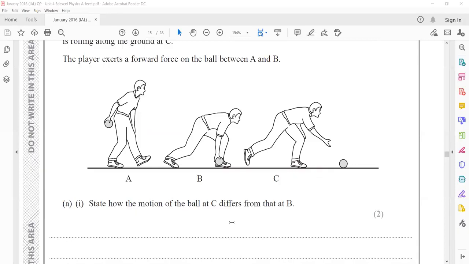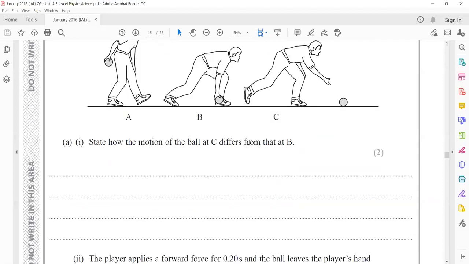So 2 marks. One is at B, the ball is accelerating and its speed will increase. And the second mark is at C, the ball will slow down due to the friction. So there was no fixed answer; it was a general question rather than from a specific topic.